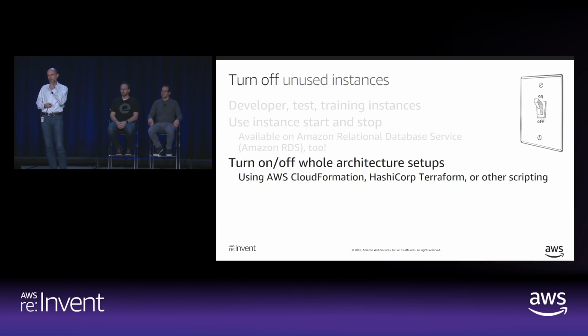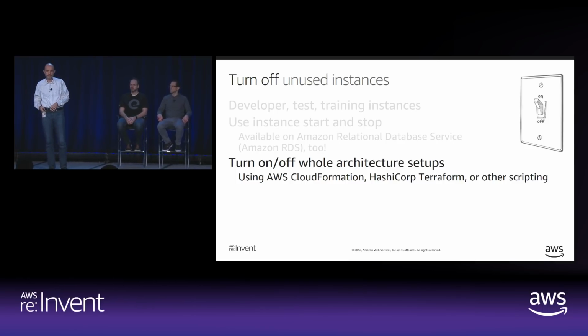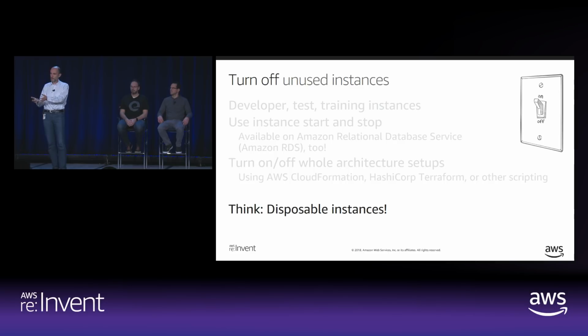The other thing is you can even turn off whole architecture setups. If you're using any kind of automation like CloudFormation or Terraform or some other way of scripting your architecture, you can set up a really big architecture as a test or as a training architecture, and when you don't need it anymore, you shut it down completely with all of its resources, and then you start it again. Main point here is, in the cloud, resources are really disposable, and don't get attached to your resources too much. Simply get rid of them when you don't need them, and then you can start saving.